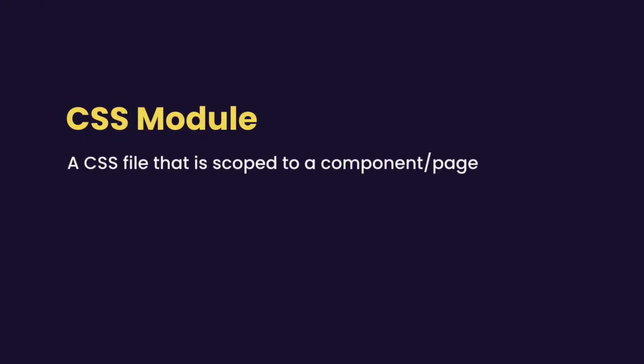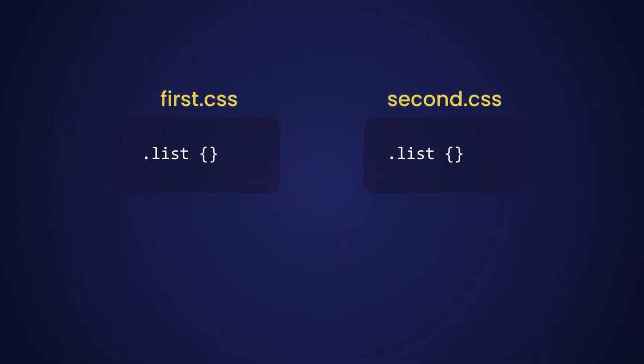All right, let's talk about CSS modules. A CSS module is a CSS file that is scoped to a page or a component. It's a way to prevent styles from clashing or overriding each other. If you have been working with CSS for a while, you know that if you have the same class defined in two different places in two different style sheets, these classes can override each other depending on how we import these style sheet files. CSS modules aim to solve that problem. Let's see how they work.